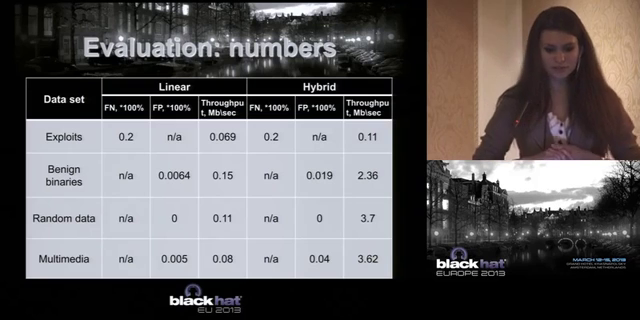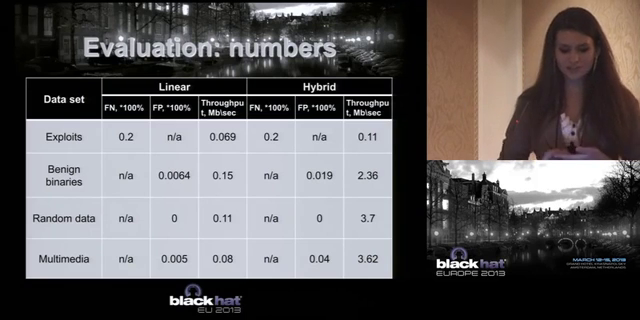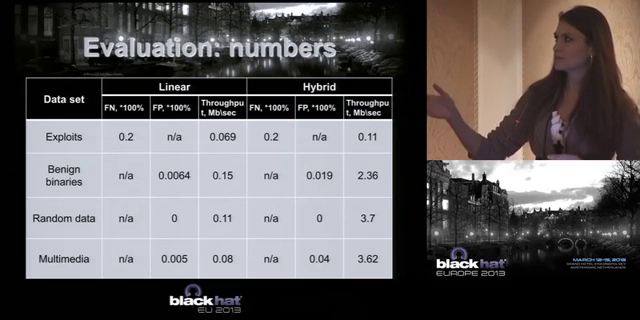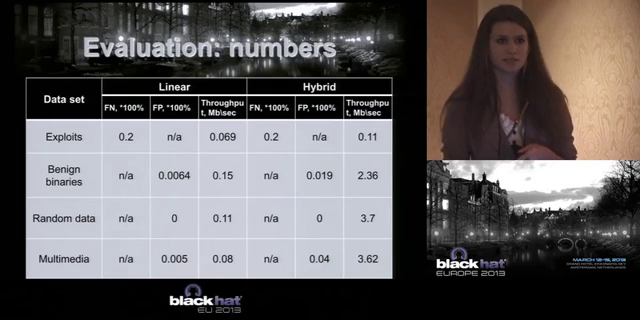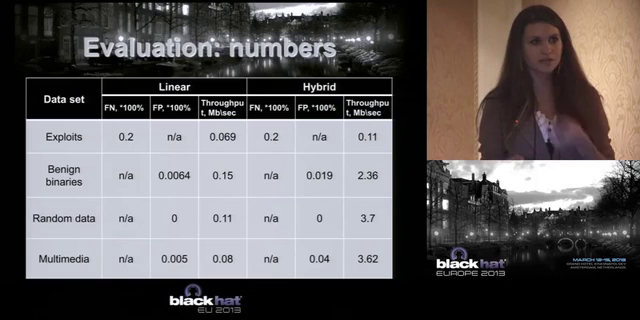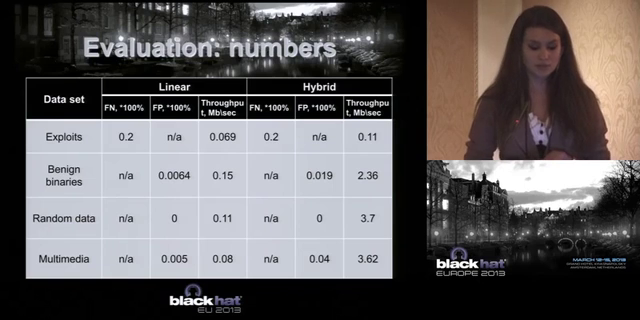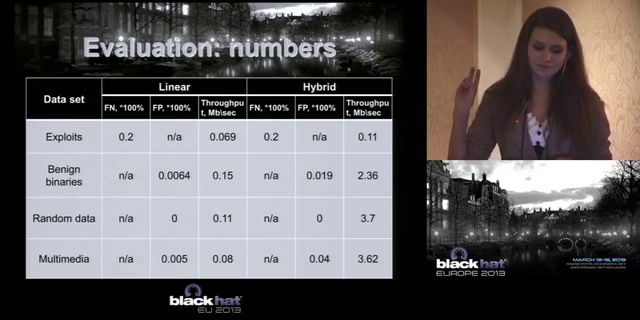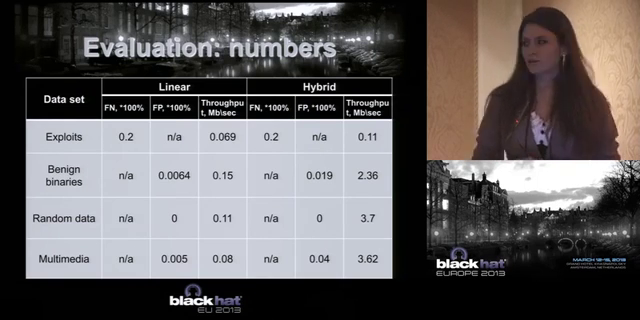Here's a slide with boring numbers. While you're looking at those boring numbers, I'll try to explain the datasets. We compared our hybrid topology with the linear topology on 4 different datasets. The first was exploits generated by the Metasploit Framework, something about 2,000 samples. They were polymorphic, they were encrypted, and so on. We tried to do everything we can do.